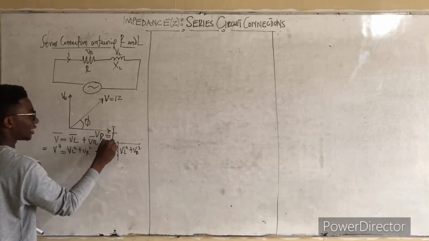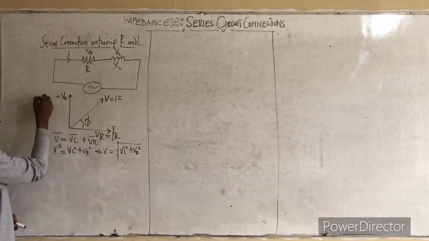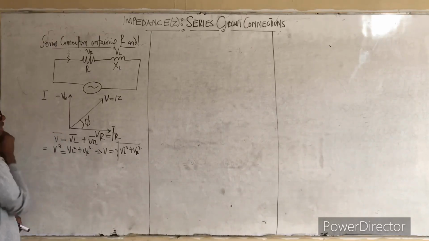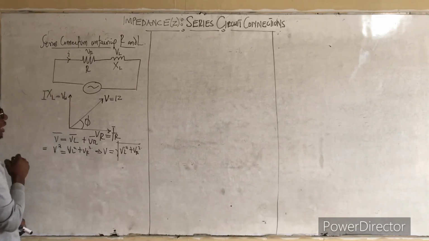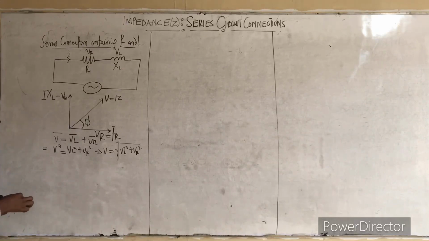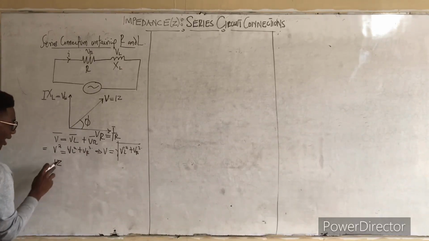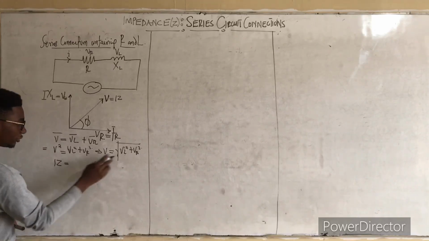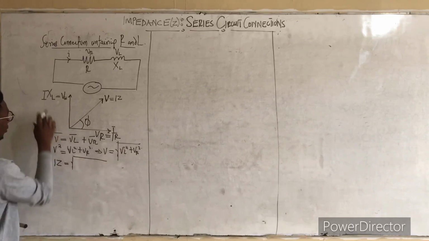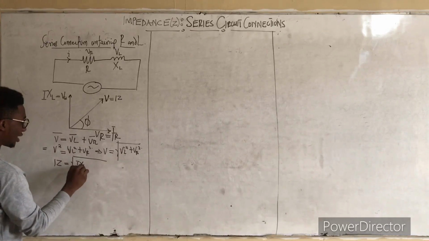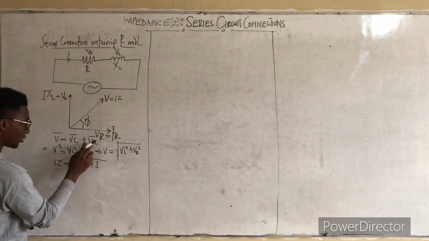VR is the voltage across the resistor, which is IR. And VL here is equal to I, the current that is flowing, times the inductive reactance XL. So if that is the case, then we have V, which is IZ, I times the impedance, equal to the root of (IXL) squared plus (IR) squared.